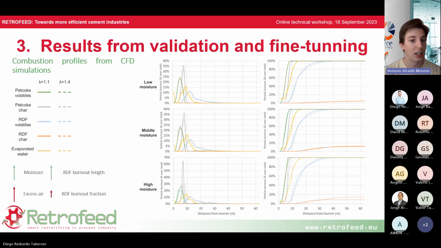When we increase the excess air, we can see that the RDF burnout fraction also increases. But this is not very linear, and we have found that increasing the excess air does not have a very high effect. Let's say that the RDF burnout fraction within the ranges we have tried keeps more or less stable. Next slide, please.